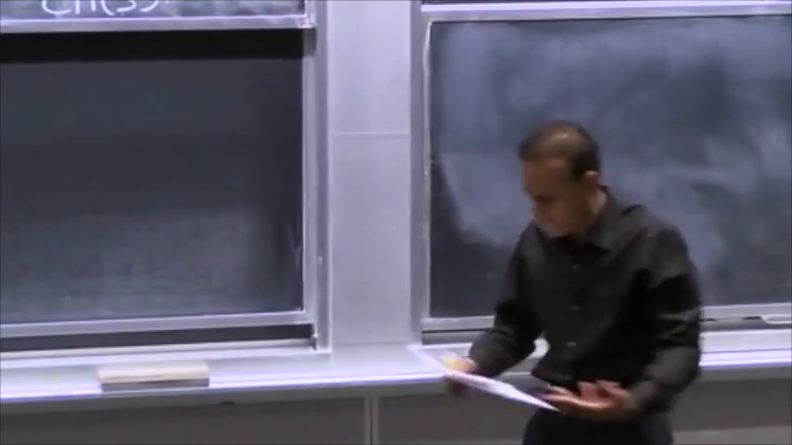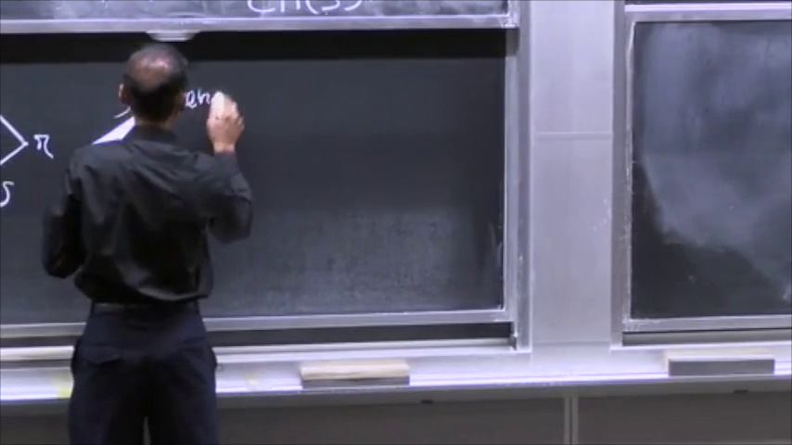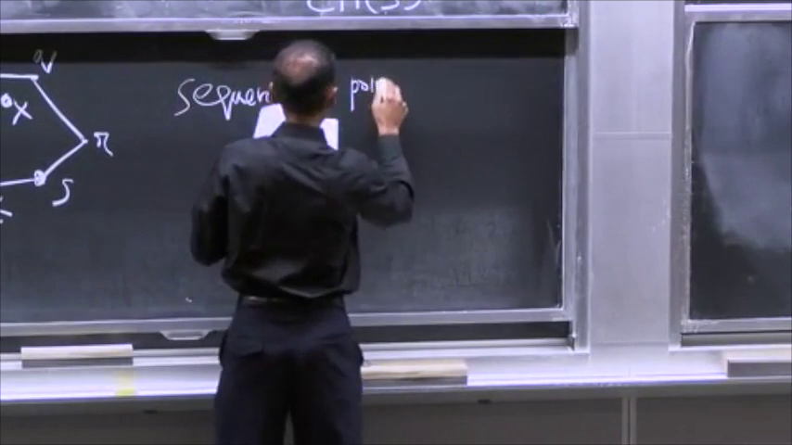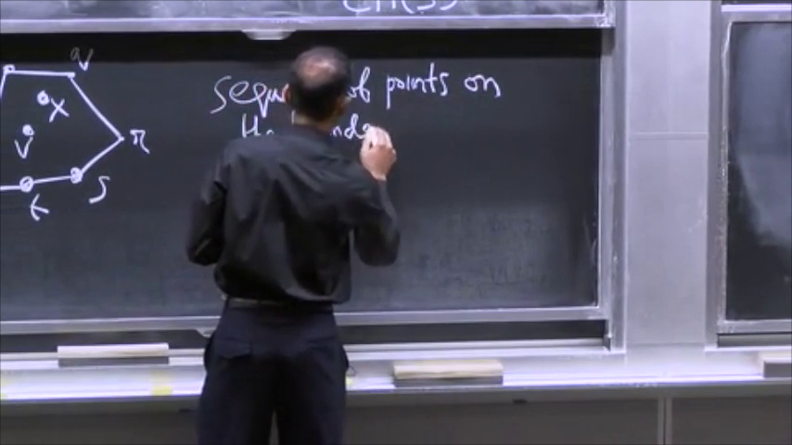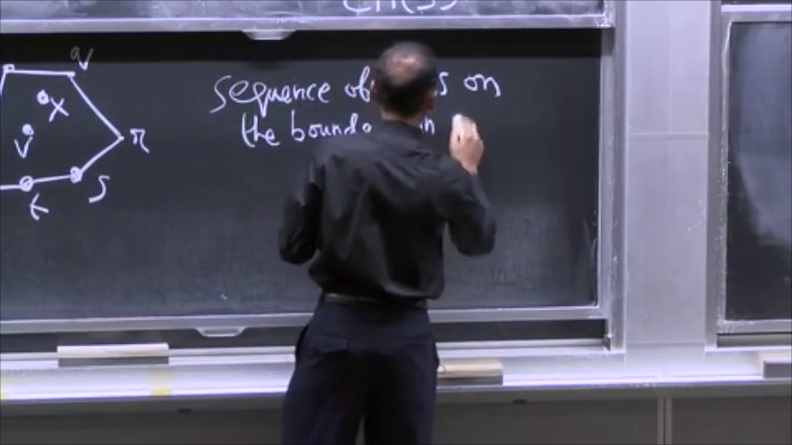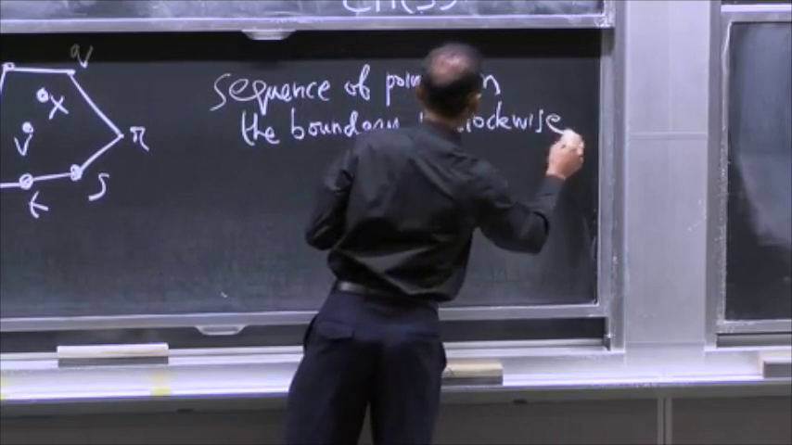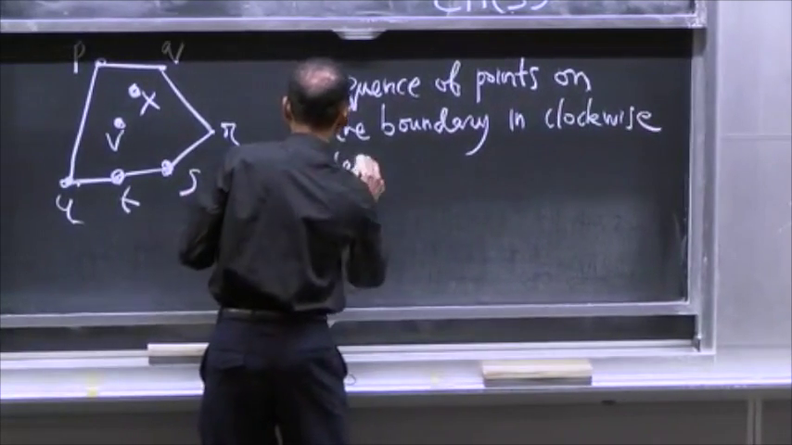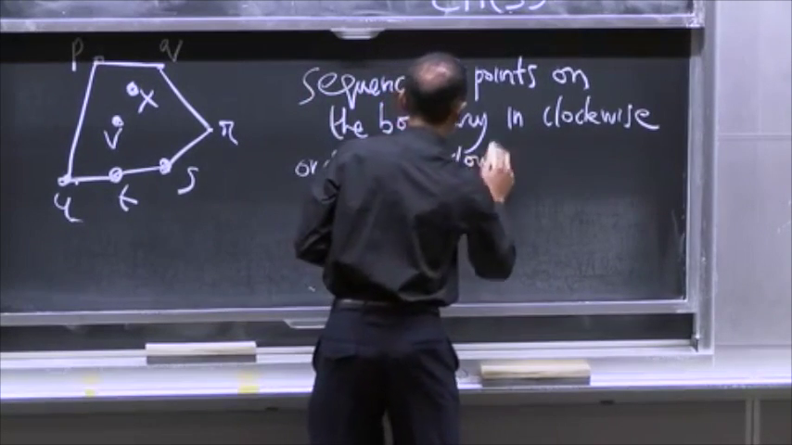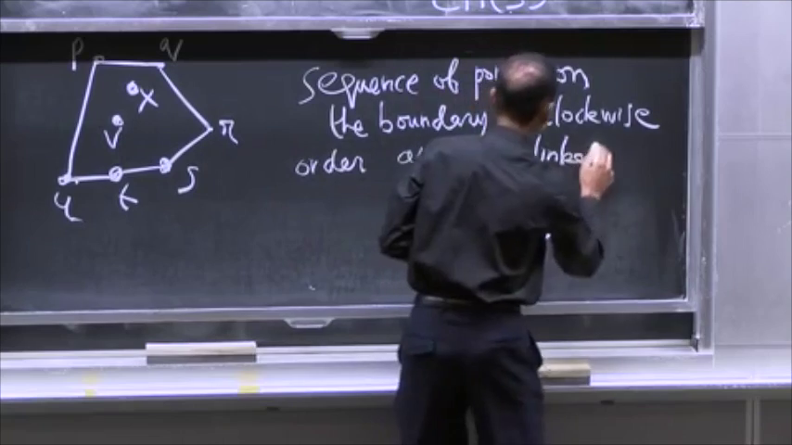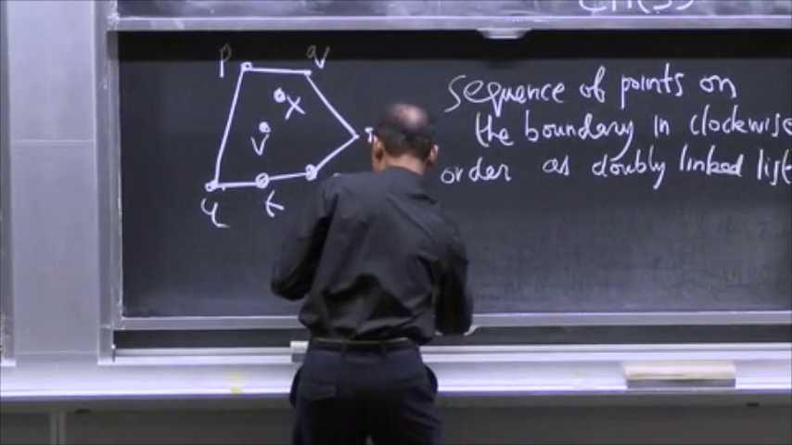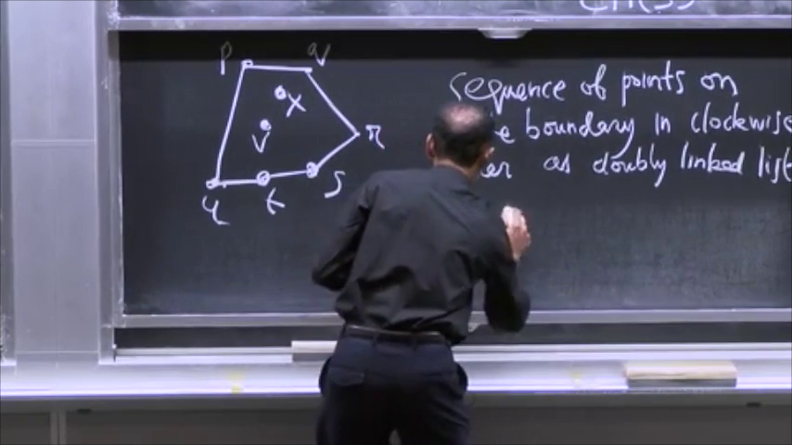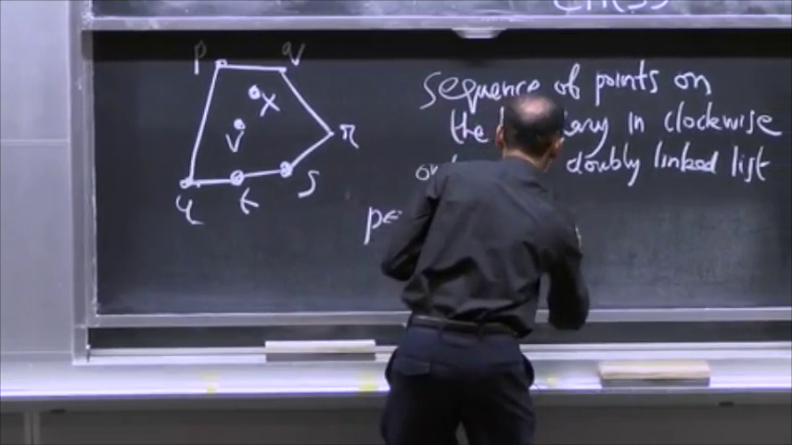which I haven't quite told you how we're going to specify. But the way we're going to specify that is simply by representing it as a sequence of points that are on the boundary, on the hull, in clockwise order. And you can think of this as being a doubly linked list in terms of the data structure that you'd use if you coded this up. So in this case, it would be P to Q to R to S.